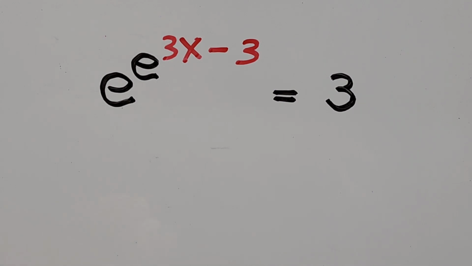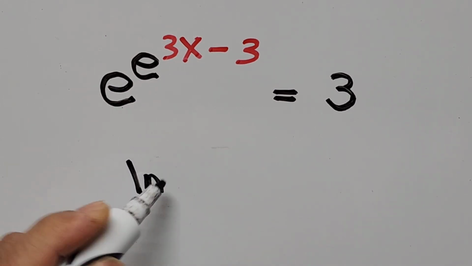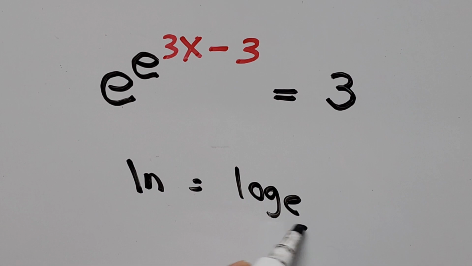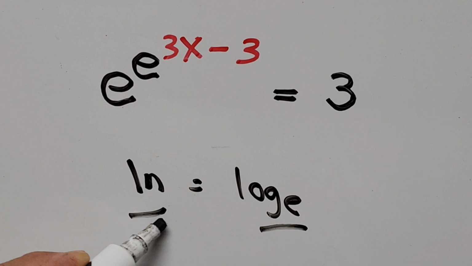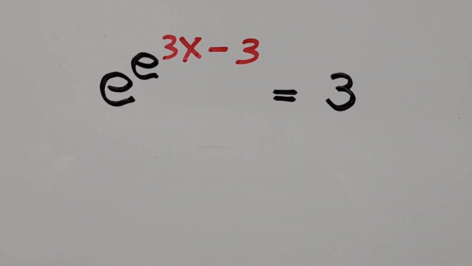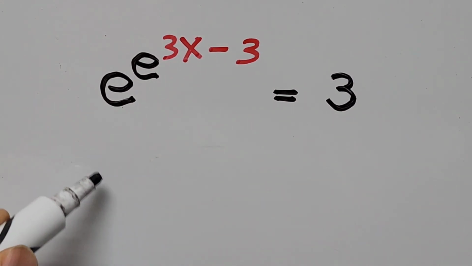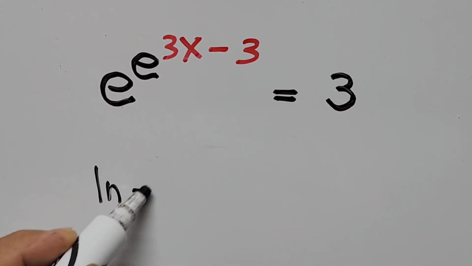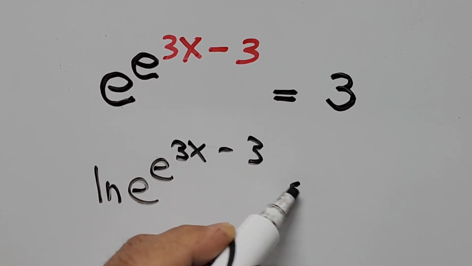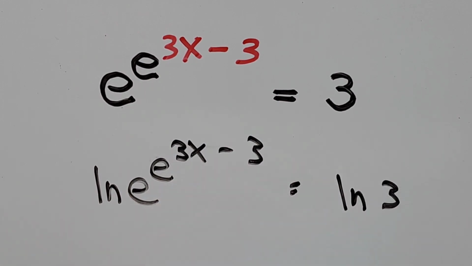Natural logarithm, ln, is the same as logarithm with base e. So that's the equivalent. So here we'll be using the natural logarithm. We take the natural logarithm on both sides. So that's natural logarithm of e to the power of 3x minus 3 equals natural logarithm of 3.